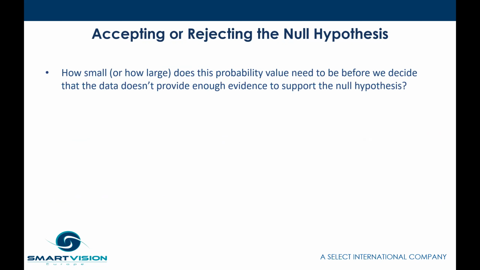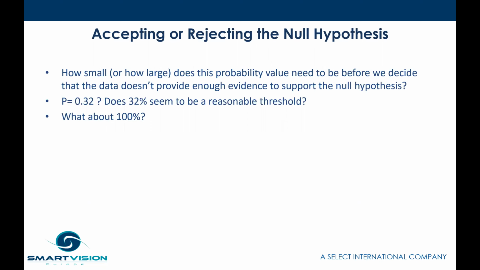How small or how large does this probability value need to be before we decide that the data doesn't provide enough evidence to support the null hypothesis? Should it be 32%, in which case it would be p equals 0.32? Would 32% be a reasonable threshold? We say, if it's less than 32%, we're going to say that's too rare an occurrence to support the null hypothesis. What about 100%? Maybe we should say that we have to be 100% accurate, so the p-value should really be equal to 0 before we say that there's not enough evidence to support the null hypothesis.